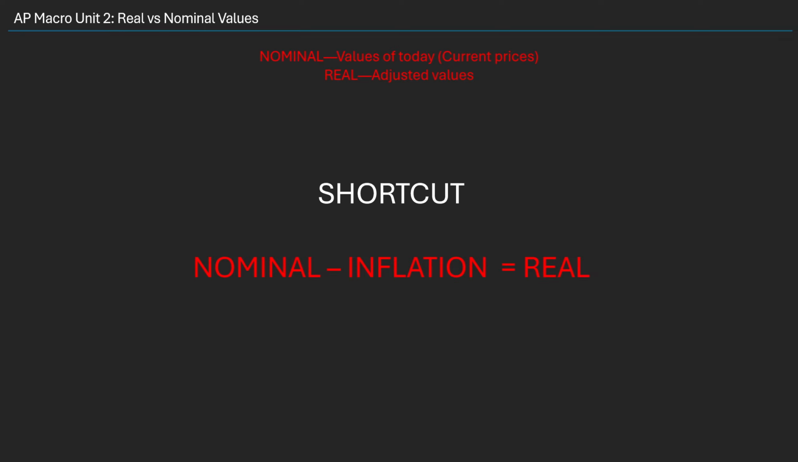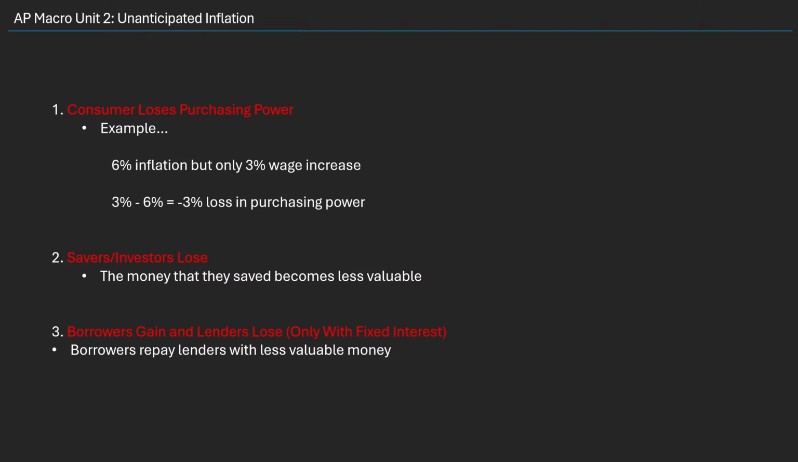So just to review, nominal is the prices of today, current prices, while real are adjusted values using base year prices. A shortcut you can use to calculate real is nominal minus inflation equals real. This can be used with any short or simple calculations that you need to do.